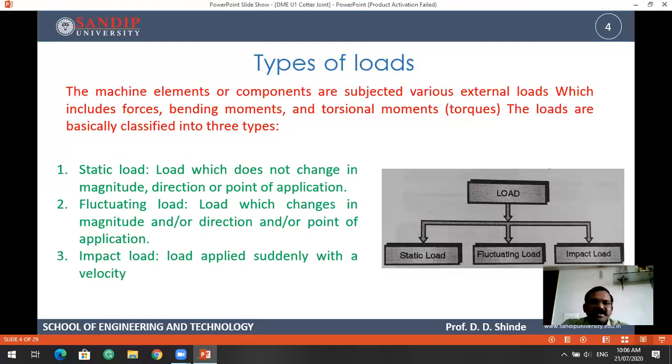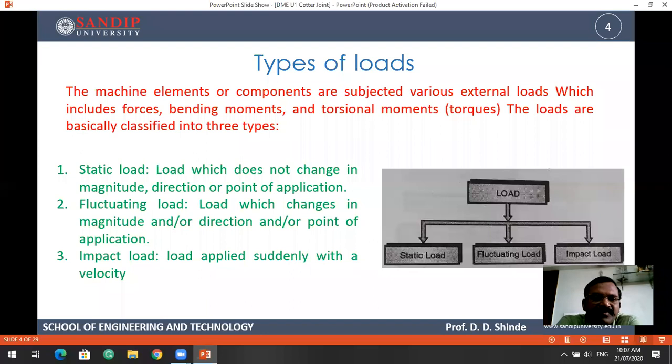What do you mean by static load? The load which does not change in magnitude, direction, or point of application. Once it is applied, it is constant. It doesn't change its magnitude, it doesn't change its direction, and it is not moved from the point of application. So that is static load. It is stationary. Once applied, it is fixed at that particular position with the same magnitude and direction.